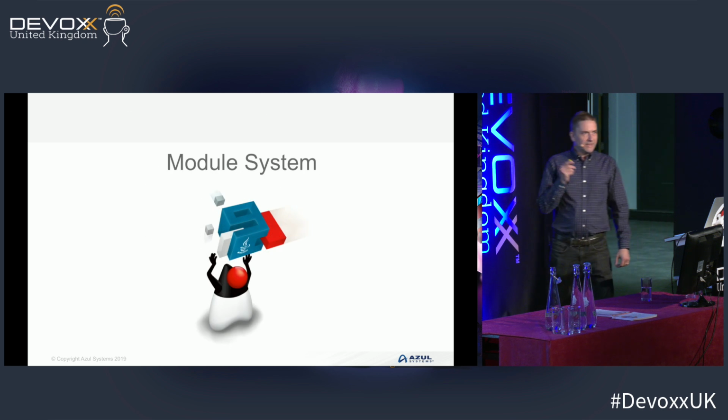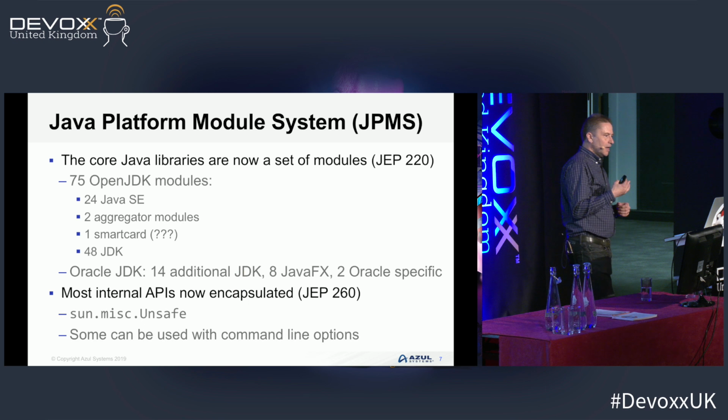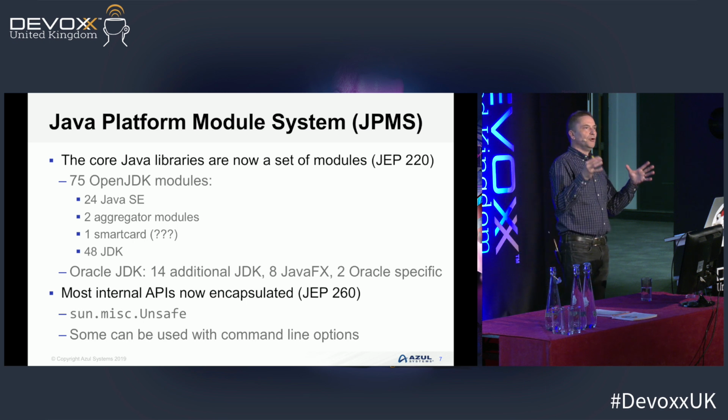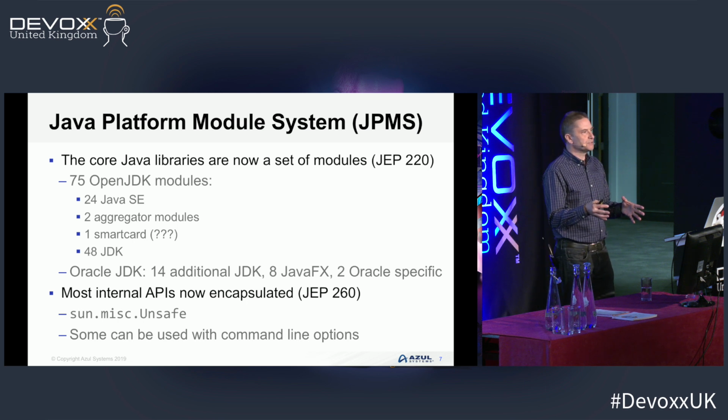So the module system, let's talk a little bit about that. I don't want to spend too long on it, but it does have implications, and it certainly is an issue when it comes to migrating applications from 8 to 9 or later. The module system was really about two things. The first was taking the monolithic rt.jar and tools.jar files and breaking them up into more manageable units.